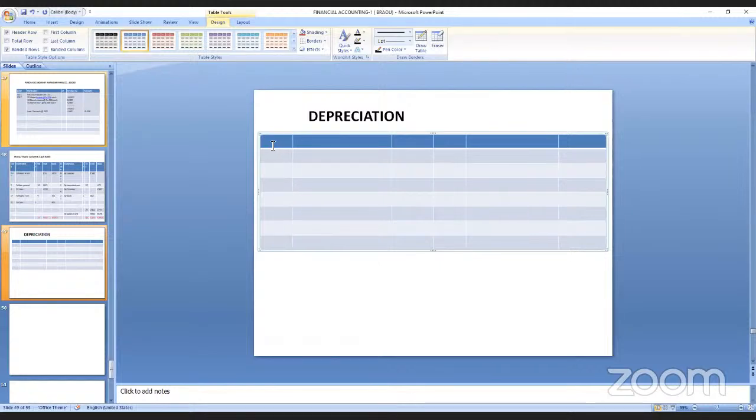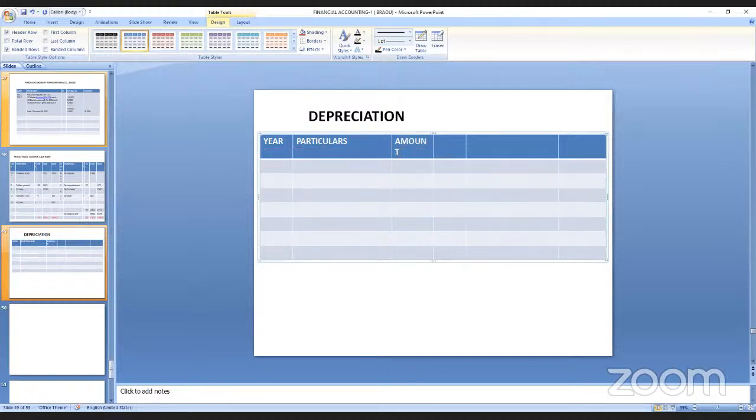So I'm writing here: year, particulars, then amount, then date. It should be in the T form. Particulars, then amount. Making the table is very important.